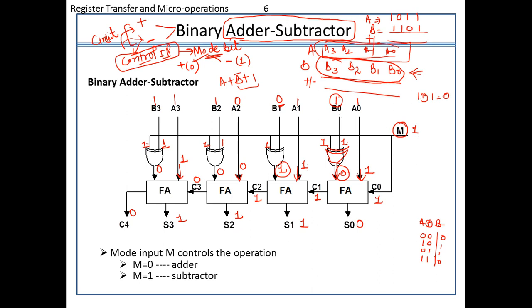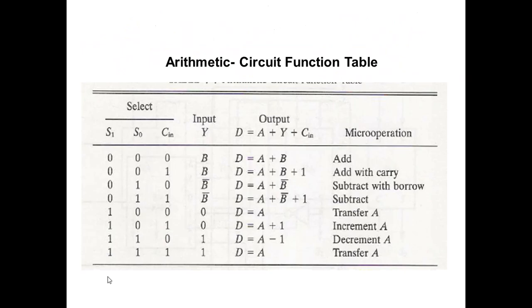Same is the case when I will take the mode bit equal to 0. So in that case, what will happen? I will always be having the value 0 here, right? So whatsoever the input I am providing, the C naught will also become 0. So accordingly, I will determine whether the sum is coming exactly as it has been desired or not. So this is how I can perform binary addition and subtraction.